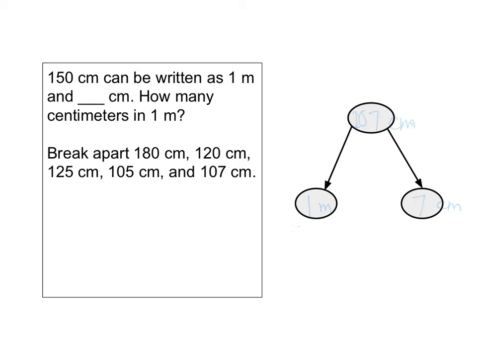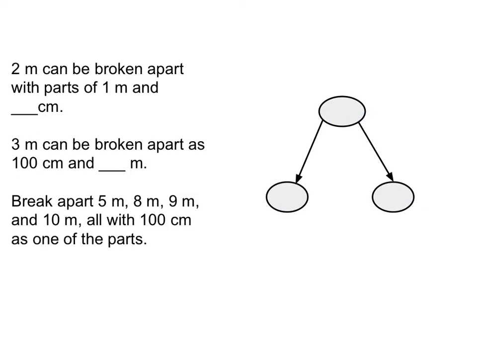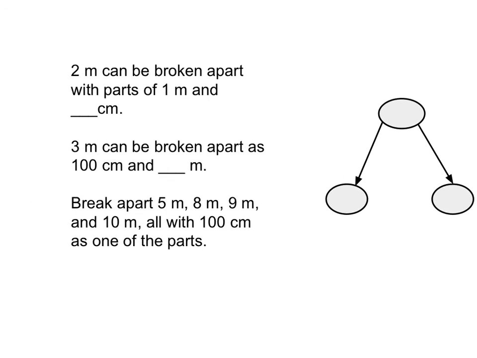All righty, now we've done that, let's go on to the next five. Whoops, just move my board over a little bit. And do something fairly similar. So we've got 2 meters, which can be broken apart. Let's put our 2 meters up in here, and that can be broken apart into 1 meter and how many centimeters? Well, if we do 100 centimeters, which is also the same as 1 meter, 1 meter plus 1 meter is 2 meters.